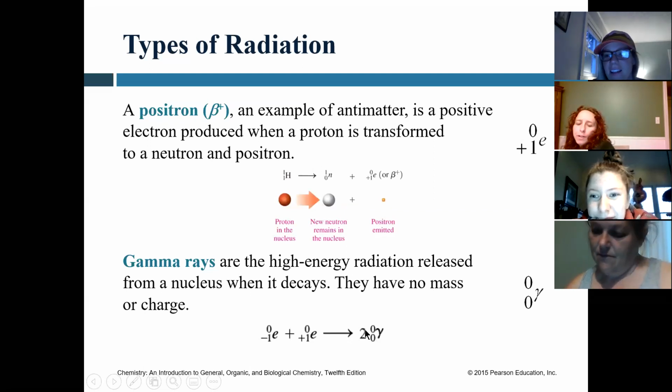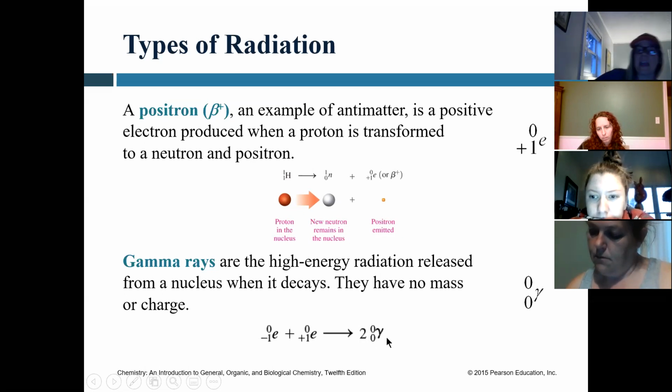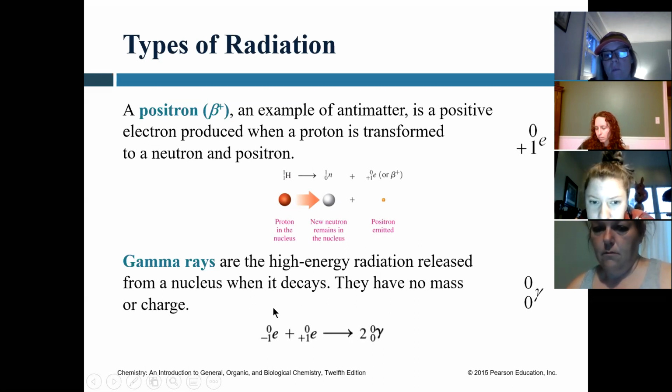Where does that 2 come from? The 2, because you get 2 of these. Yeah, good question, Cecilia. You get 2 of the gamma rays. One beta and one positron will produce 2 gamma rays. That's how we balance it out.